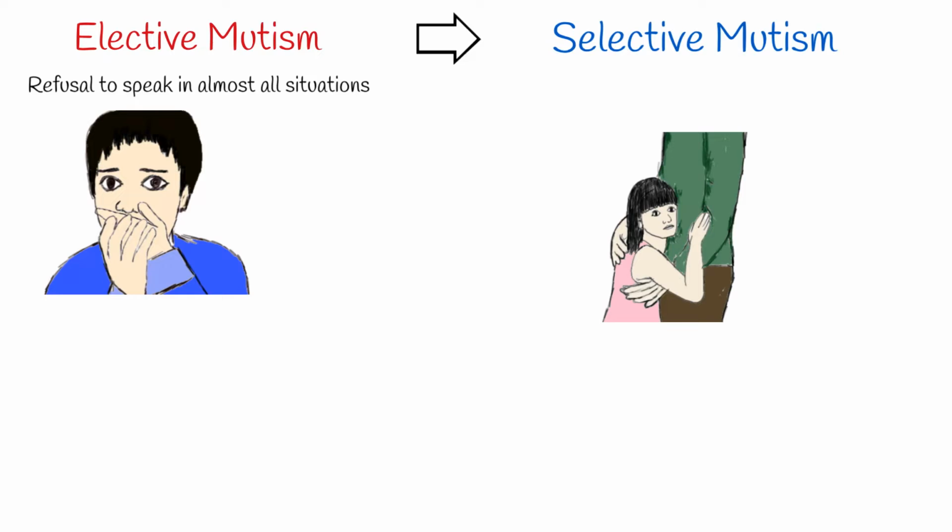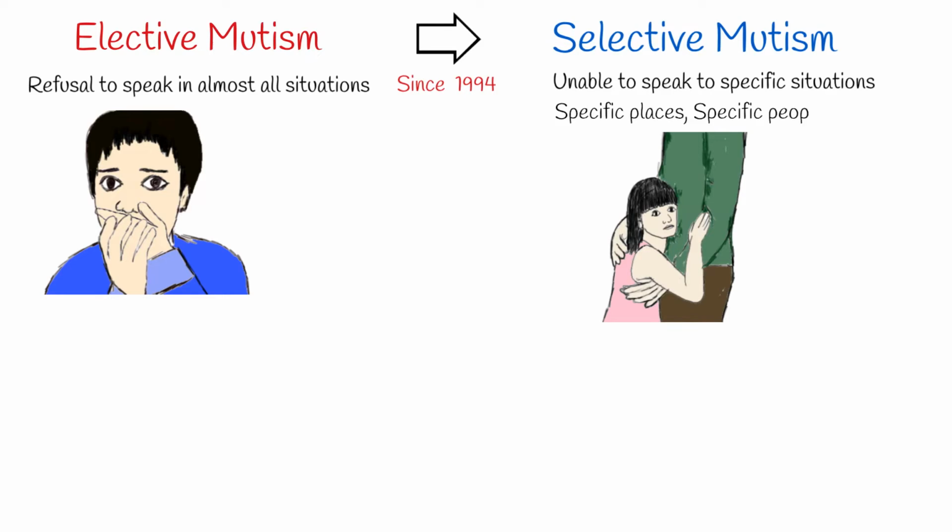Since 1994, the term elective mutism was revised and renamed to selective mutism. Now, selective mutism is considered an anxiety disorder, in which a person who is otherwise capable of speech becomes unable to speak when exposed to specific situations, specific places, or specific people. This is caused by the freeze response. Selective mutism usually coexists with social anxiety disorder.